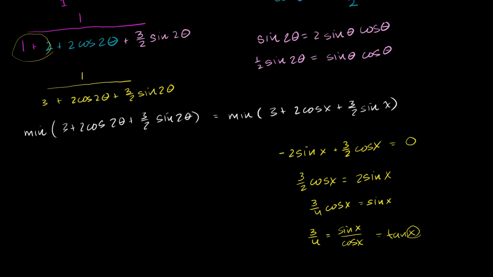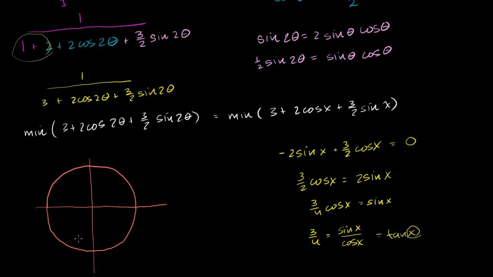So let's think about this a little bit. Let me draw my unit circle. So let's think about the two x values that will give us a tangent of 3/4. This is always the hardest part. All right, there is my unit circle. So how can I get a triangle where an angle has a tangent of 3/4?